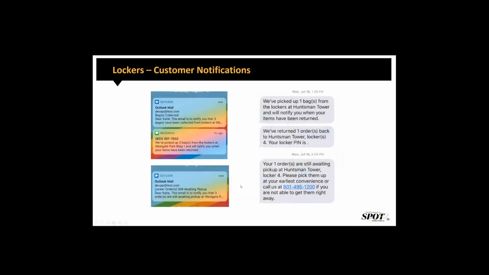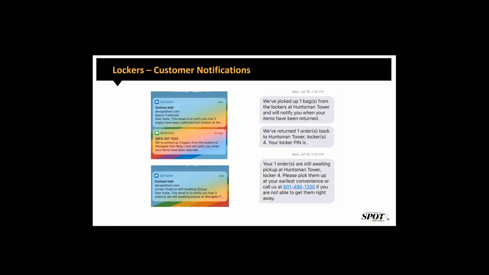And here is a list of examples of what these notifications look like. For example, we picked up one bag from the lockers at Huntsman Tower, and we will notify you when your items have been returned. So this is a locker collected SMS. We've returned one order back to Huntsman Tower. Locker 4, your PIN is blah, blah, blah. This is a locker delivered notification SMS. And then the last one is your one orders are still awaiting pickup at Huntsman Tower, locker 4. Please pick them up at your earliest convenience or call us at this number if you're not able to get them right away. And this is obviously a customer reminder notification SMS.